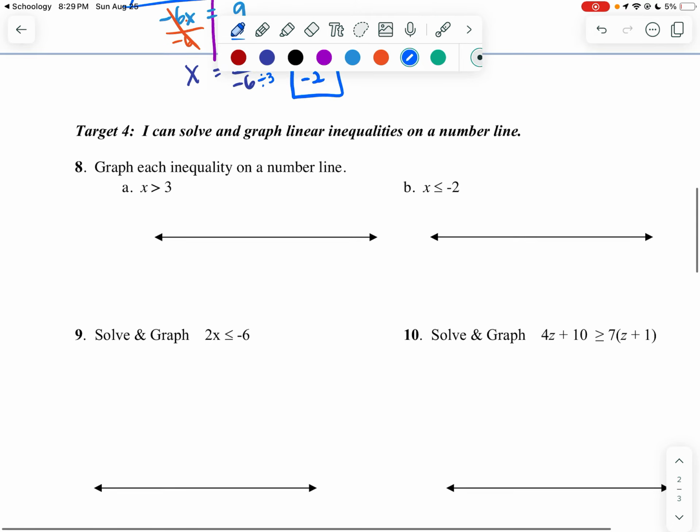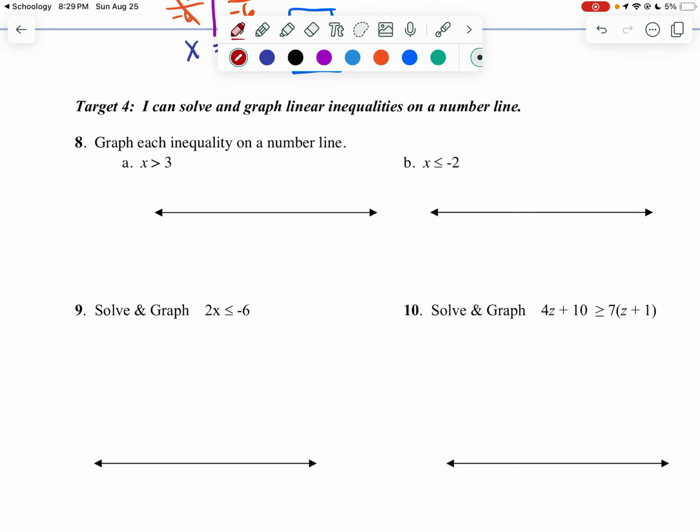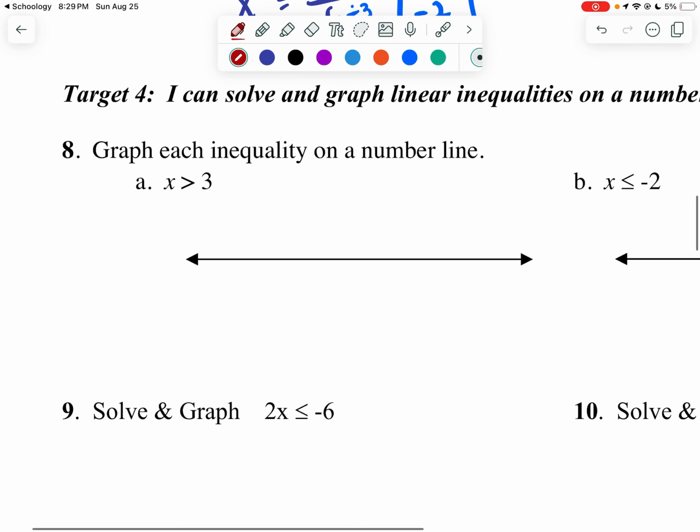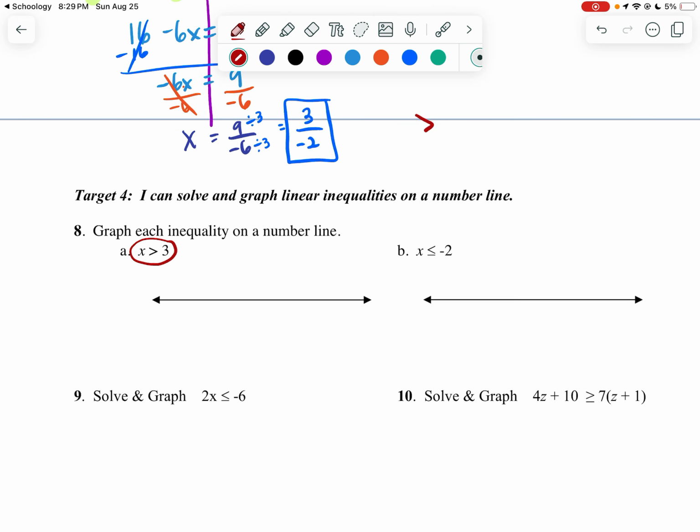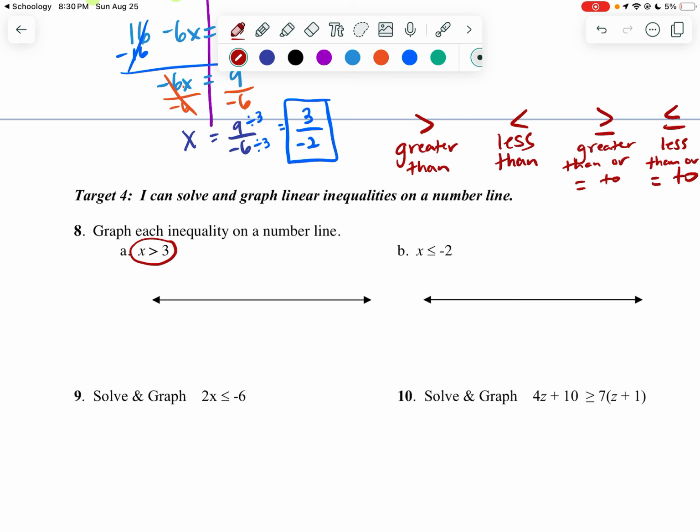The last thing that we talked about, target 4, was inequalities. So first step was just graphing on a number line. Okay, so we have to know our symbols. So remember, there's greater than, points to the right, less than, and then there's the or equal to's. So this is greater than or equal to, and then this is less than or equal to. Okay, if it points to the left, it's less than, right, it's greater than.